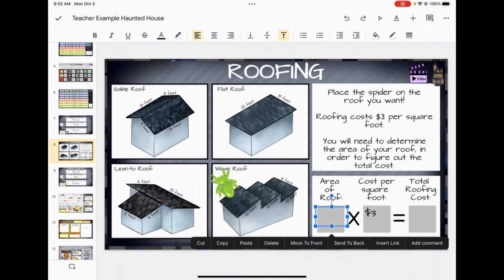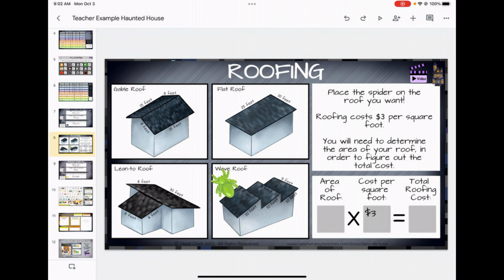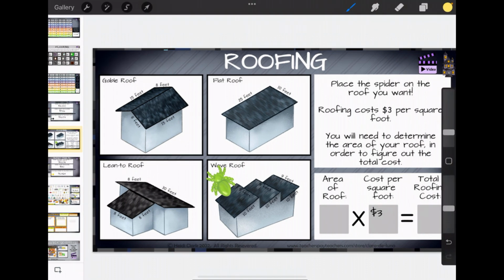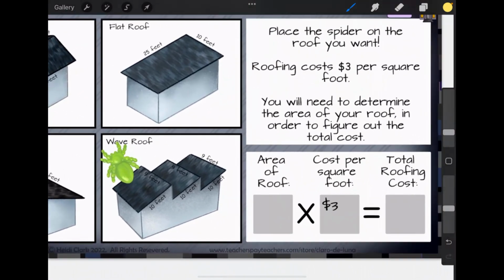That means if you look at this wave roof here, I have to figure out the area of that black part, which is the roof. And if you choose a different one, you'll need to find the area of that roof. I'm going to take a look at this roof now and figure out the area.